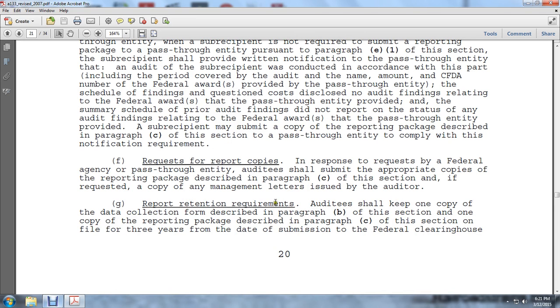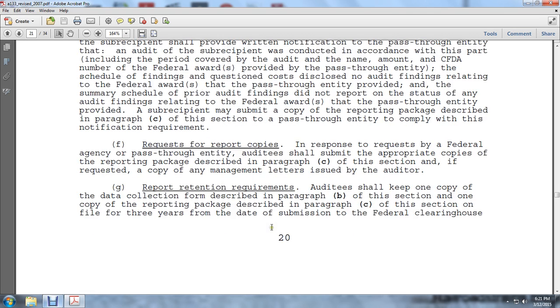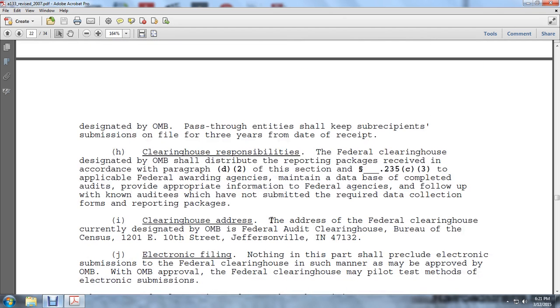G. Report retention requirements. The auditee shall keep one copy of the data collection form described in paragraph B of this section and one copy of the reporting package described in paragraph C of this section on file for 3 years after the data submission to the federal clearinghouse designated by the Office of Management and Budget. The pass-through entity shall keep the subrecipient's submission on file for 3 years from the date of receipt.